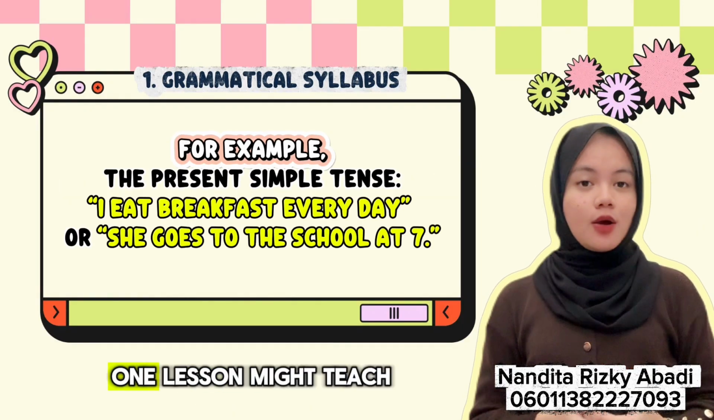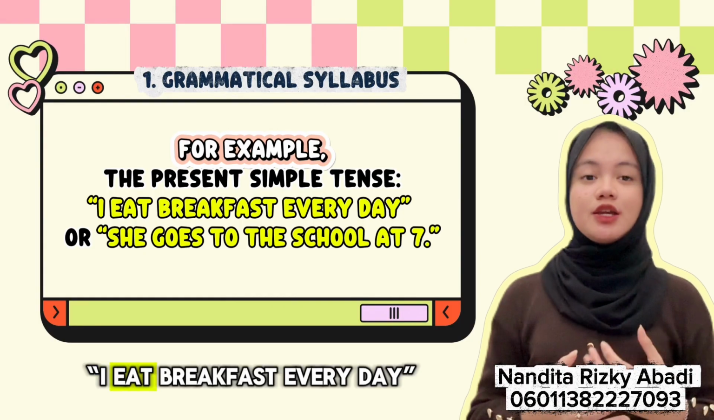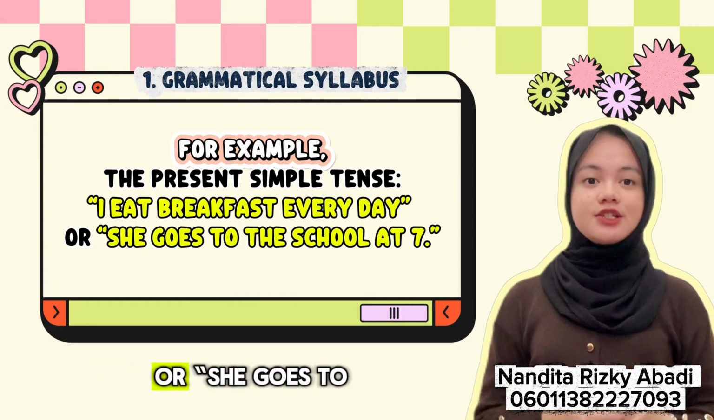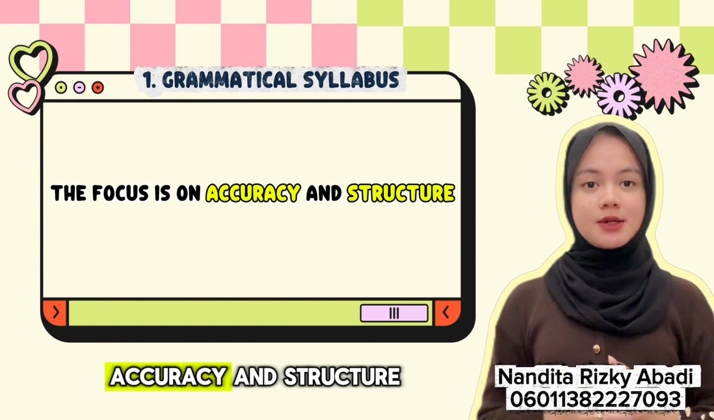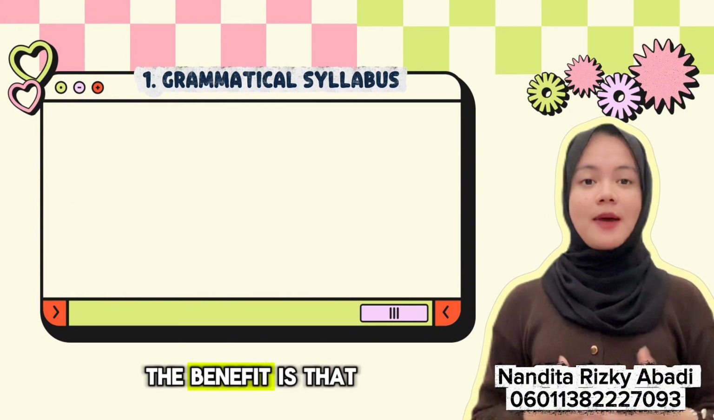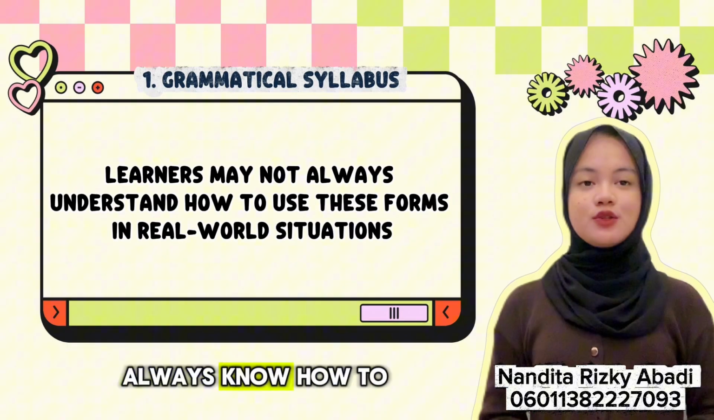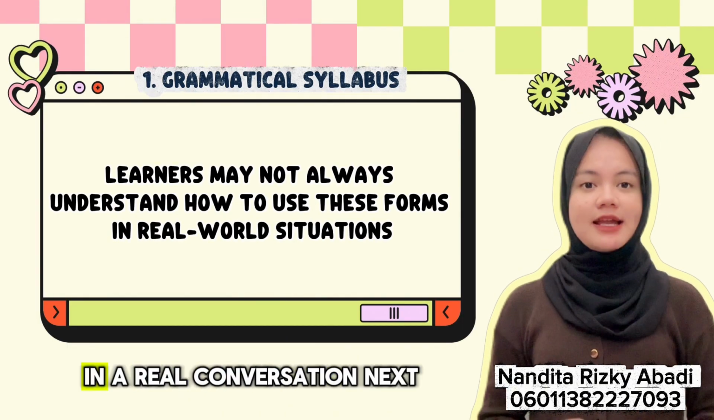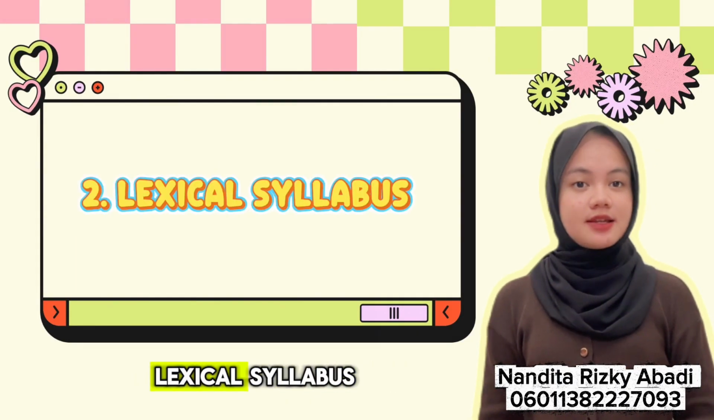For example, one lesson might teach about the present simple tense. I eat breakfast every day, or she goes to school at 7. The focus is on accuracy and structure. The benefit is that it's systematic, but learners may not always know how to use this form in a real conversation. Next, the second type is lexical syllabus.